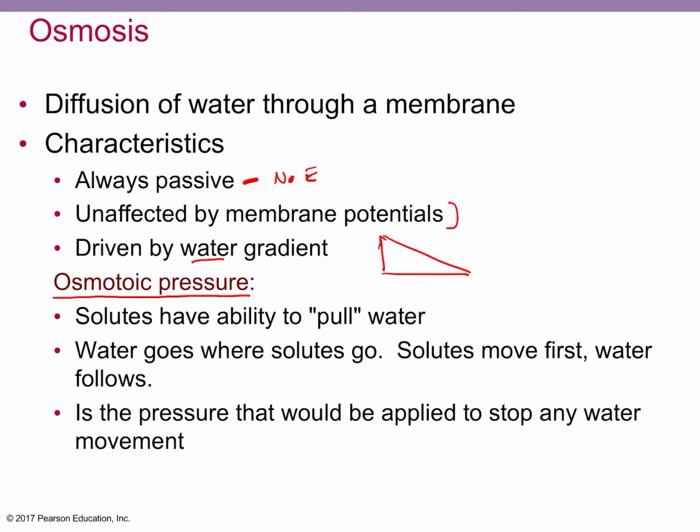So the pressure is the fact that you can actually force the water to diffuse in one direction or another. And solutes are the substances that are going to control whether or not water moves. Where water goes, the solutes go. The solutes are going to move first, right? You're going to change the solute concentration either inside or outside the cell, and then the water will follow. So osmotic pressure is a pressure that would have to be applied to stop the water moving according to its concentration gradient.